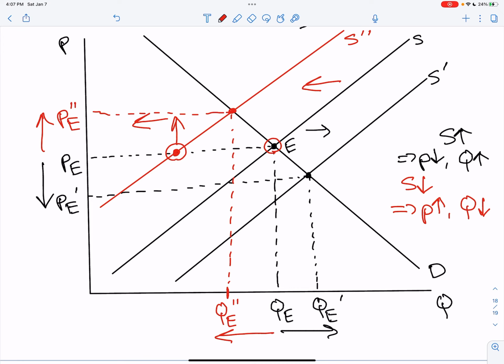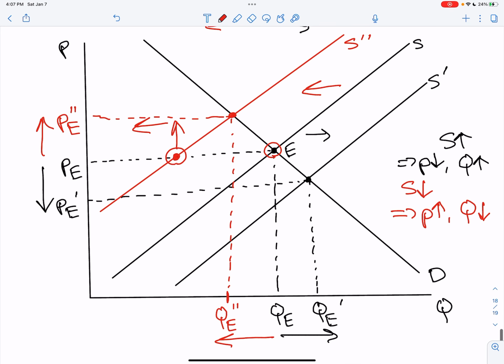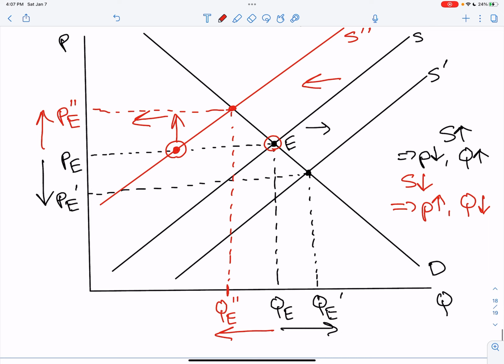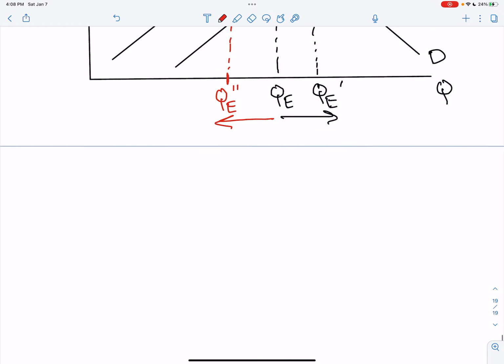Okay, so that about summarizes what happens to equilibrium price and quantity when the curves shift. Again, if you want to get the right answer in an exam situation, just draw the curves. Okay, draw the curves. There's no substitute for that. Find the new equilibrium point, and you will be able to tell visually what has happened to equilibrium price and quantity. Okay, now let's look at a situation where both of the curves shift.